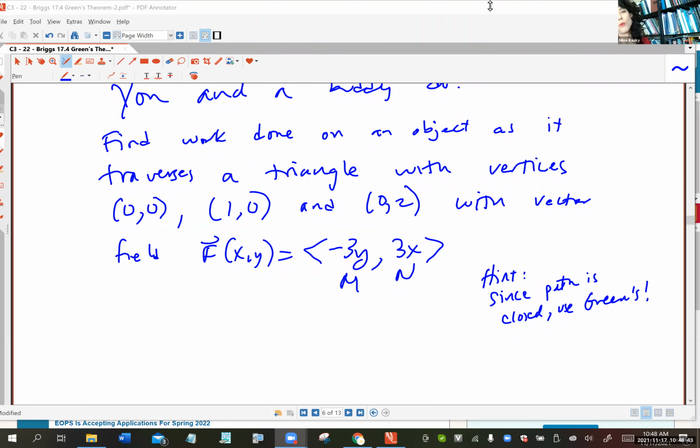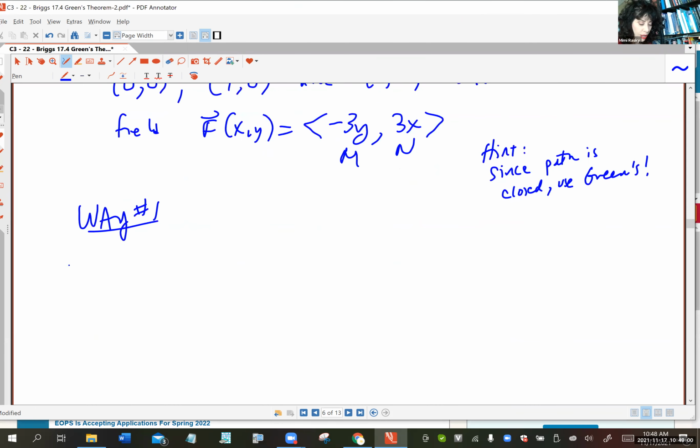Okay, let's do it the formal way first. So way number 1, we're going to set up the double integral, but if I were you, I would draw the triangle because it's always good to see it. So here's the point (0,0), and then here's the point (1,0), and then up here is the point (0,2). So here is the region of integration, shaded in.